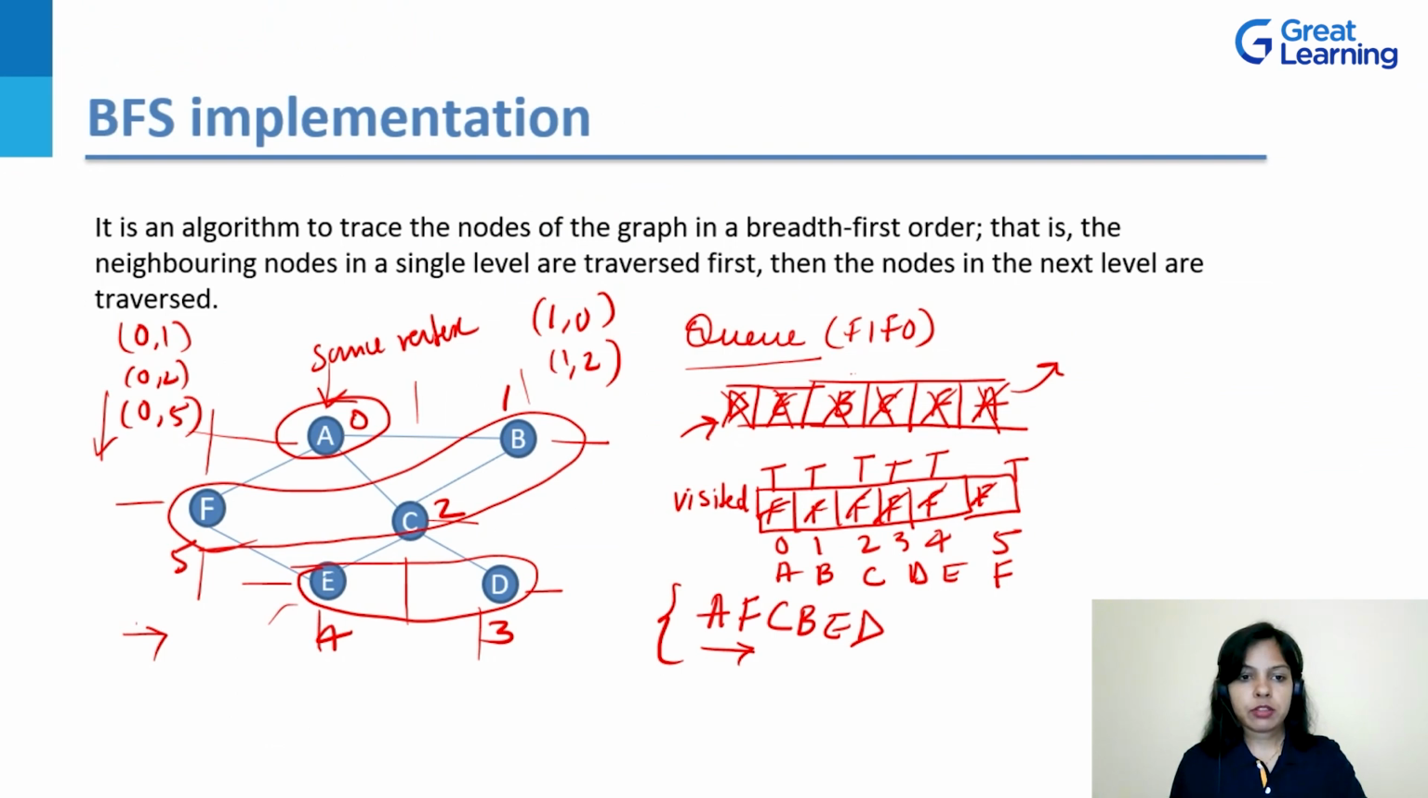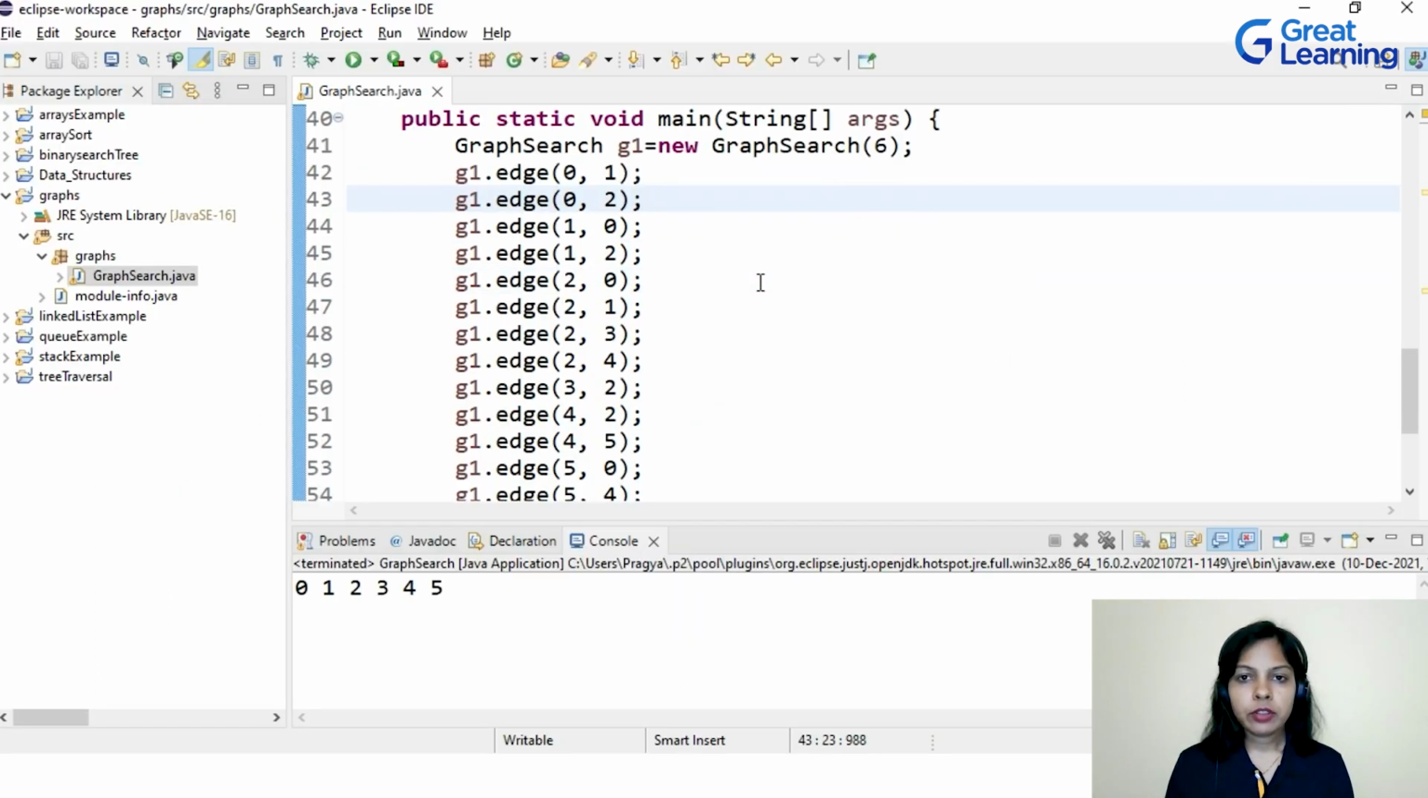So the output here is first 0, then 1, 2, 3, and then 4 and 5. So the output is wrong actually. The output should be somewhat different, right? Level by level it should traverse. Okay, so let's check what went wrong that we are not getting the correct output.